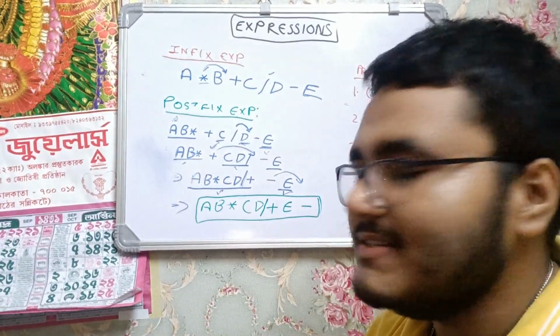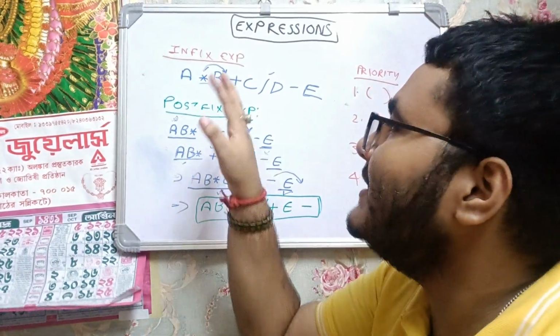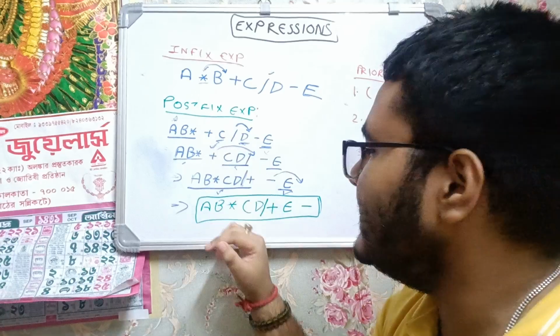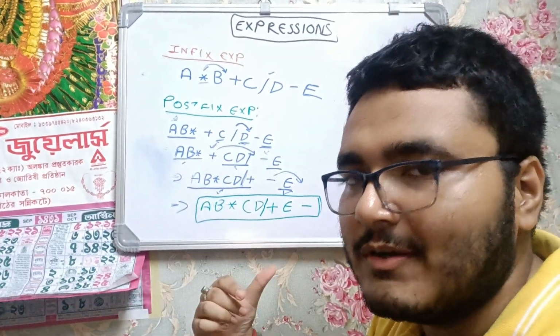So this is an expression that will be easy for the computer. Our system will convert this expression into this form, and then it will be easier for the system to read it, right?